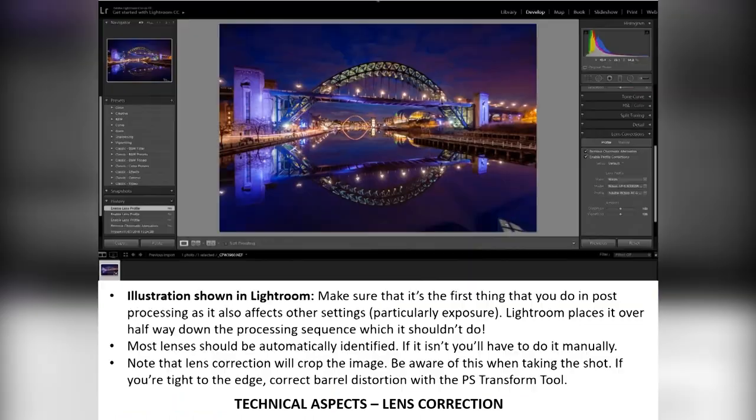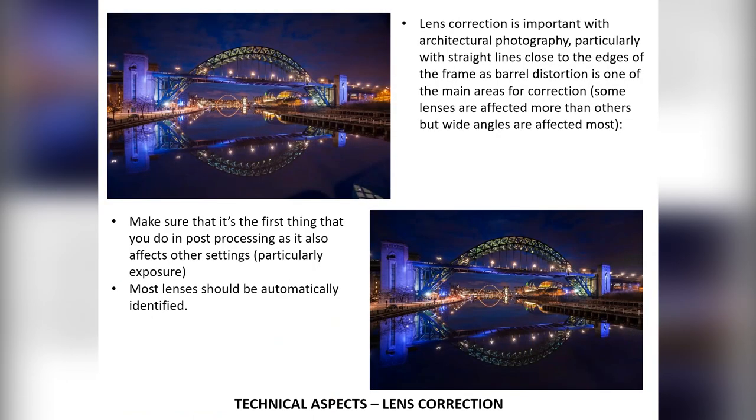And finally, I'm just about done with this. Just a note on lens correction. You can see it's a time bridge. The subject's slightly immaterial, but you can see the uncorrected shot, if you look at the main tower on the left-hand side, it's quite strongly curved. Lens correction will straighten it.